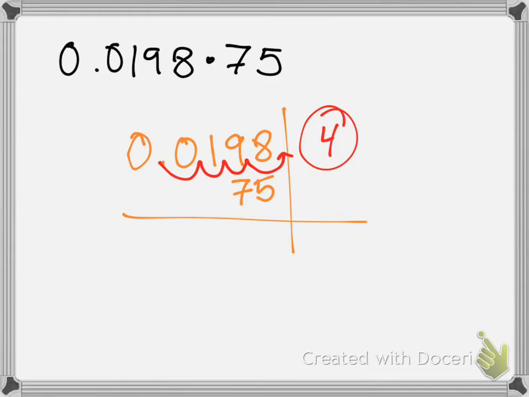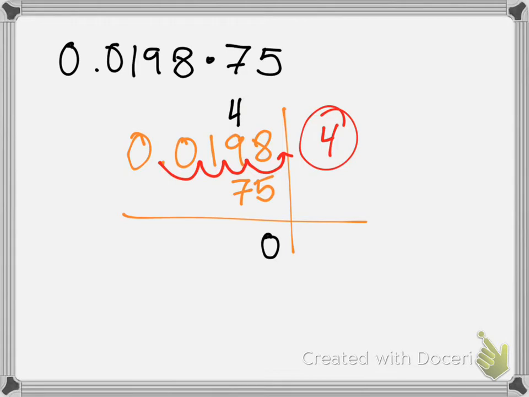Okay, so what do we do? So first you have to multiply the 5 with the number that's on top. So 5 times 8 is 40, and then you bring the 4 over the 9. Perfect.